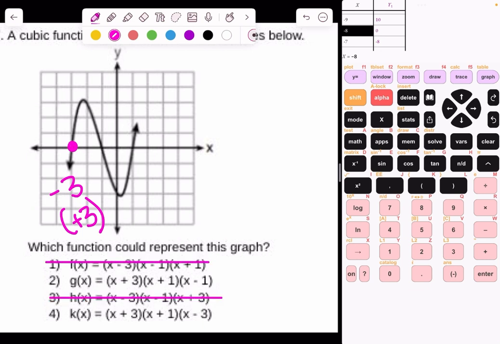Okay, next, I have a negative 1. So in parentheses, I need to have a positive 1. Okay, they both have that. And then lastly, I have a positive 1. So in parentheses, I would need a negative 1, which is answer choice 2.